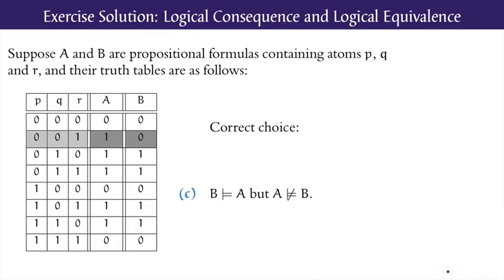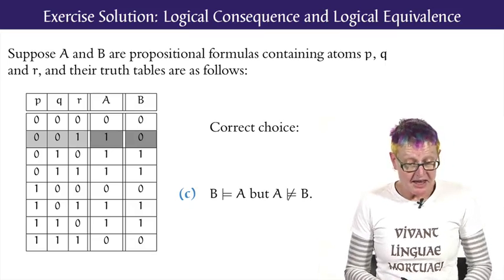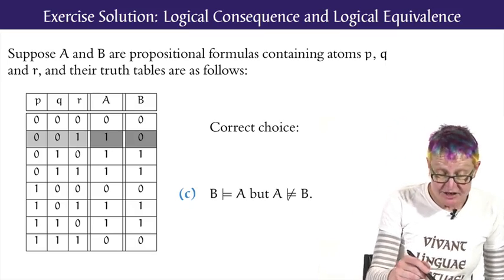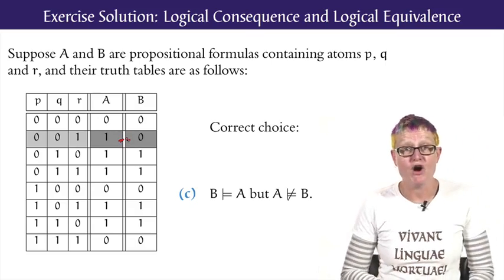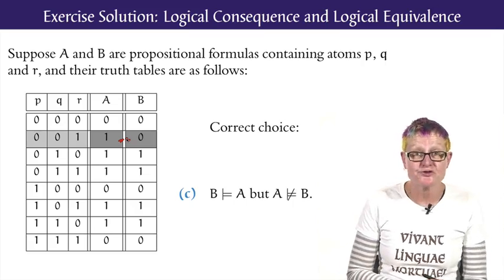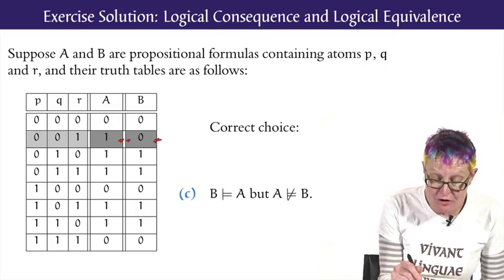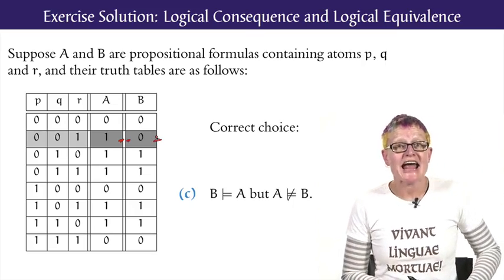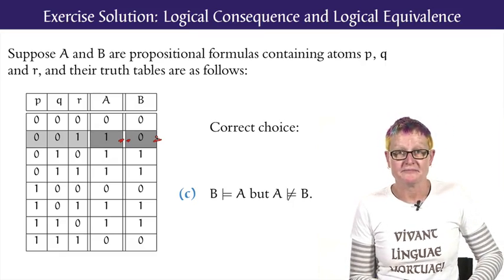How did you go? So the columns of truth values for A and B are identical except for the second row, when A is true and B is false. What this second row shows us is that A does not logically entail B.